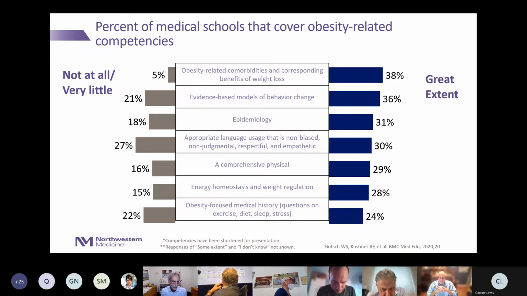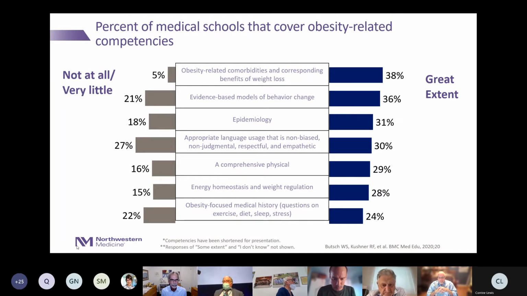Based on that data, in large part, as I'm going to show you a little bit later, we actually developed an entire paper on how to take a medical history for patients with obesity, because we think that's just foundational with all clinicians, and how to go ahead and do that.